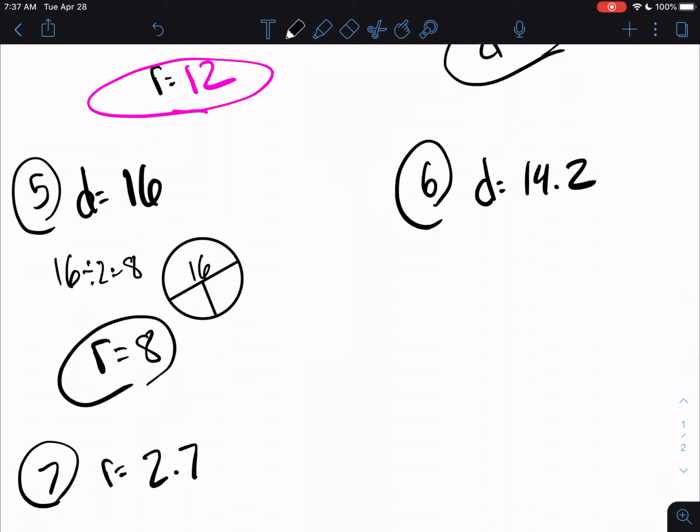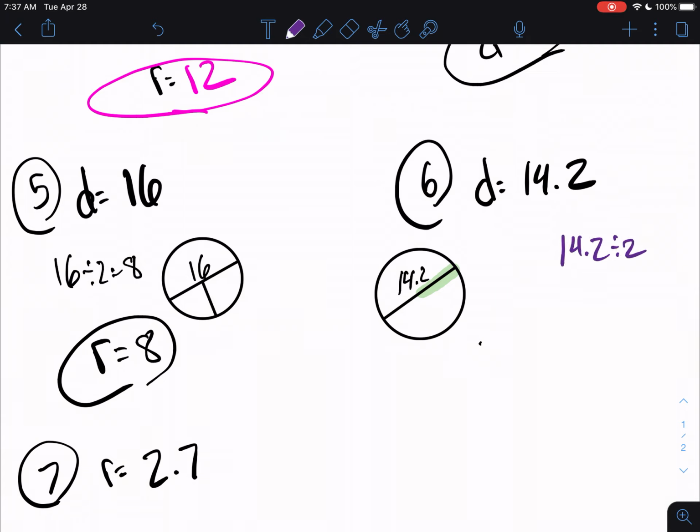Now, for number 6, we would do the same thing, right? If our diameter... Oh, that is not a circle. Hello, that is called an oval. That was a really bad circle if it thought I was drawing an oval. Hello, sorry. So here, our diameter is 14.2, but we only want part of it. We only want from the center point out, so we only want half of it. I'm going to change colors. I'm sick of black. So 14.2 divided by 2.